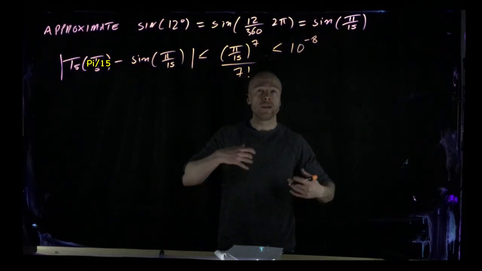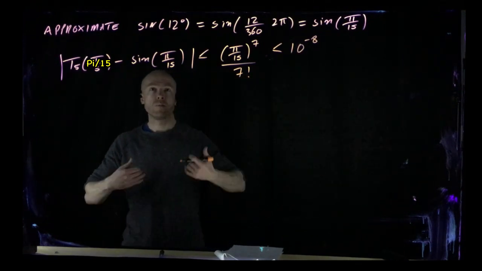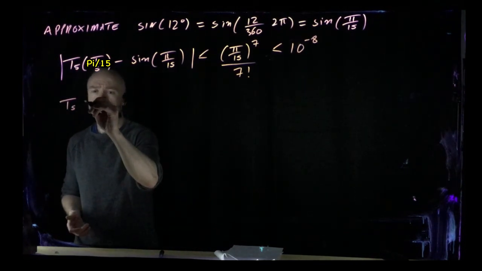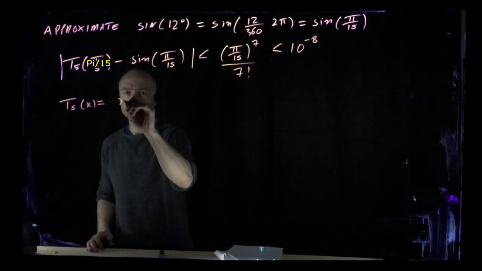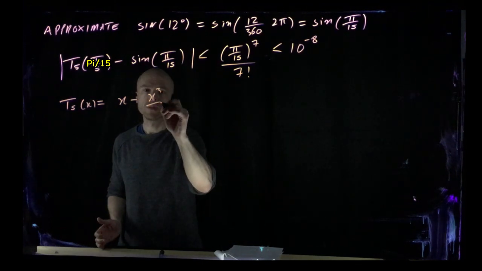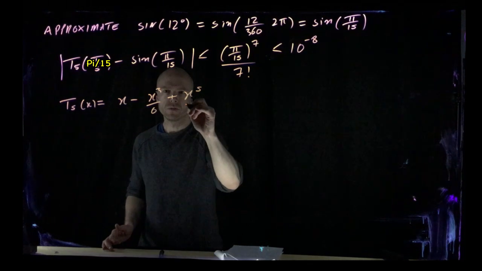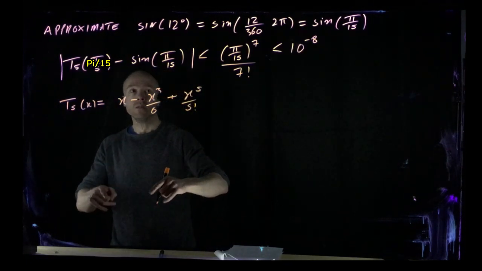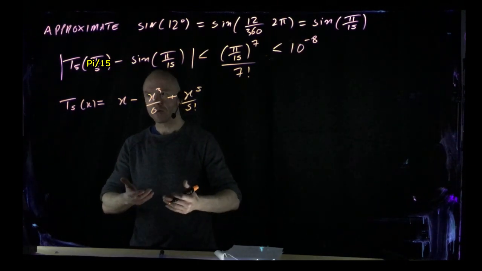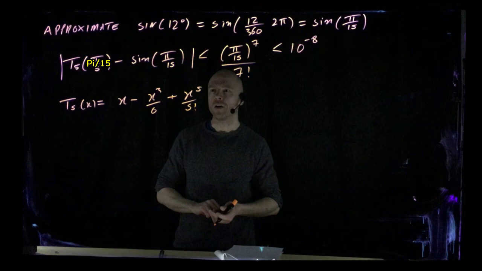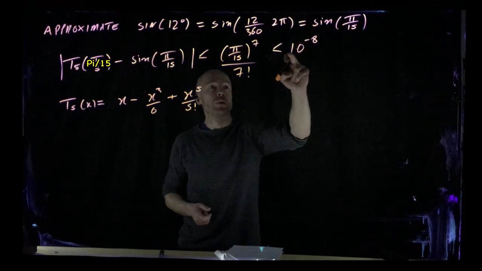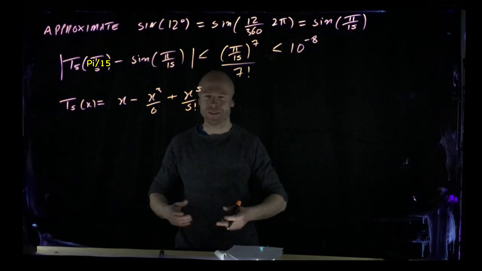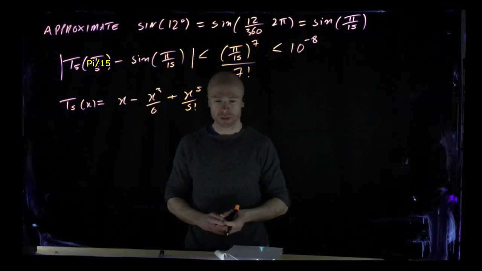So if we were in this post-civilization collapse world and we were building our house and we wanted this particular angle, then what would we do? We would just have T5 of x, which once again, what is it? It is x minus x to the 3 over 3 factorial, which is 6, plus x to the 5 over 5 factorial. And we can just plug in pi over 15 into this, right? And we can do this calculation and find out what this thing is. This is an accessible task. And whatever that number actually is, that thing comes within 10 to the minus 8 of the thing we actually want. And that's good enough for our building of our new houses or whatever we're doing. Okay, all right, that's it.